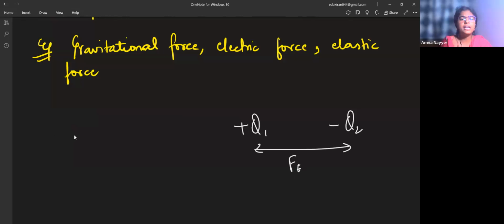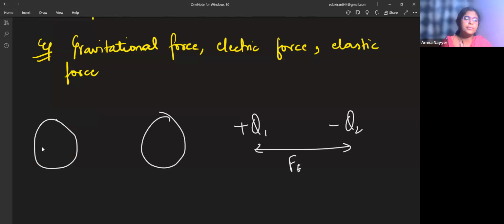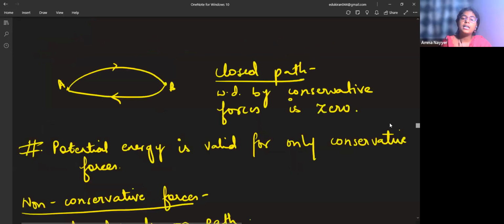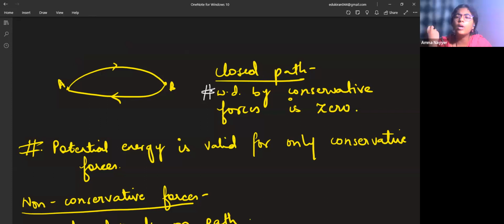Then gravitation is there in this class only, 11th standard. M1 mass is there, M2 mass is there. F is equal to G M1 M2 by R square. So now this gravitational force becomes a conservative force. And remember, work done by a conservative force is 0 if the path is closed. That's why we are studying this. Potential energy is valid only for conservative forces. For non-conservative forces, you have no concept of potential energy. Kinetic energy is there for non-conservative forces also.